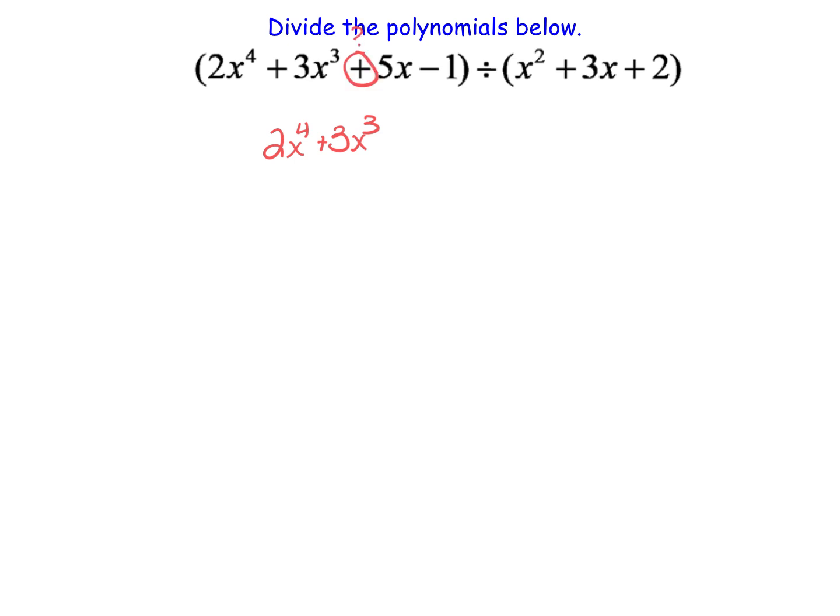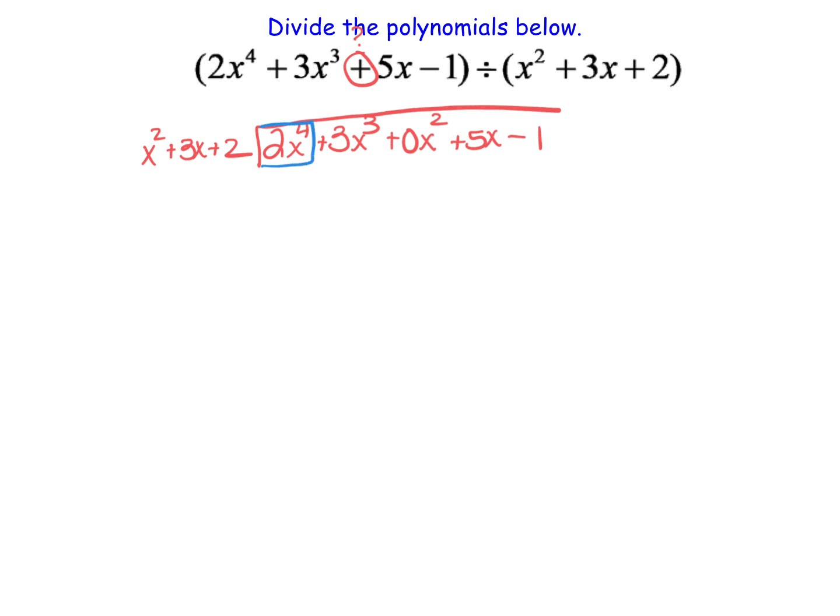And in order to be consistent and be careful here, we need to add in a plus 0x squared just to make sure that we don't miss any x squared terms that might appear later on. Then we have plus 5x minus 1. And what we're doing is we're taking that polynomial and we're dividing it by x squared plus 3x plus 2. So you can see there's more terms here, and this one is just a little bit more complicated. But luckily, the process is still the same.